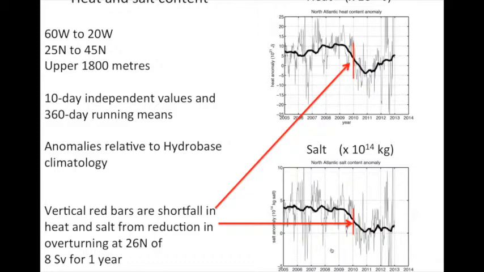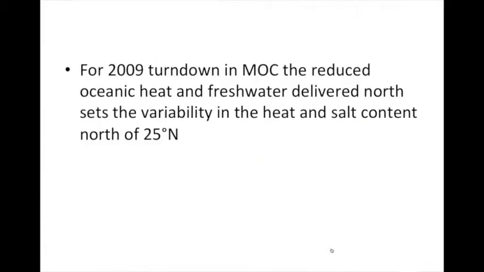And so the interesting thing about this is that the circulation is implicated in varying the heat and fresh water, the heat and salt content in the North Atlantic, and it's not just all immediately interacting with the atmosphere. There's some influence of the ocean and also some memory in the ocean. Okay, I'll just talk about that now.